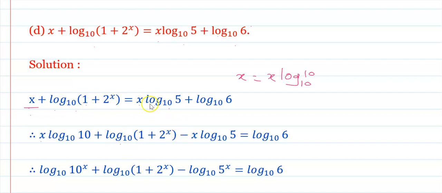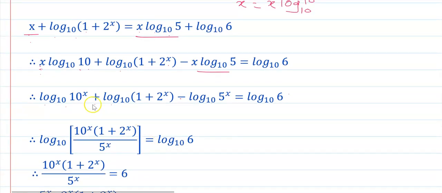That is equals to, आता हे right hand side ला आहे, ते आपण काय करतो तर left hand side ला. Means what? All the variables are on the left hand side आणि number या side ला आहे. Now again this can be written as exponent property ते apply करणार. हा 10 raised to x होणार. That is a log of 10 raised to x to the base 10 plus log of 1 plus 2 raised to x to the base 10 minus log of 5 raised to x to the base 10 is equals to log of 6 to the base 10.